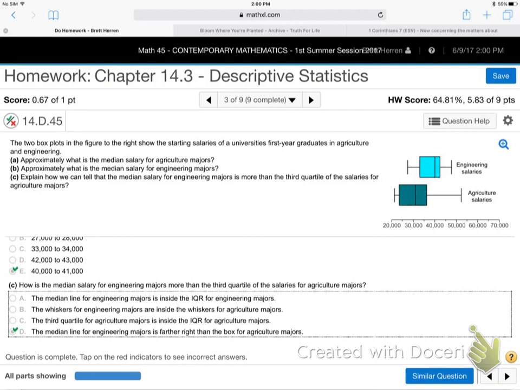And part C. How is the median salary for engineering majors more than the third quartile of the salaries for ag? That's a funny question. How is the median salary for engineering majors, which is right here, the average engineering salary, more than the third quartile? What's the third quartile? Yeah, you see it's right here. This is the Q3, this is Q1, Q2, right? It's the end of the third quarter of ag people, right? They're saying, how is it the middle of the engineers? The average engineer makes more than 3/4 of all the ag people. That's what they're saying, right?